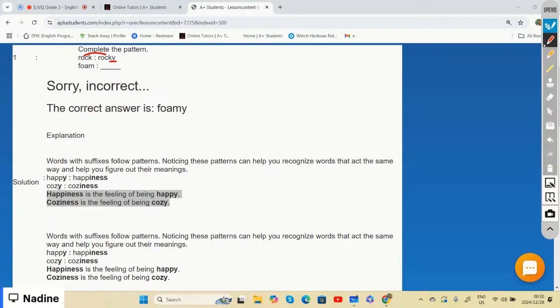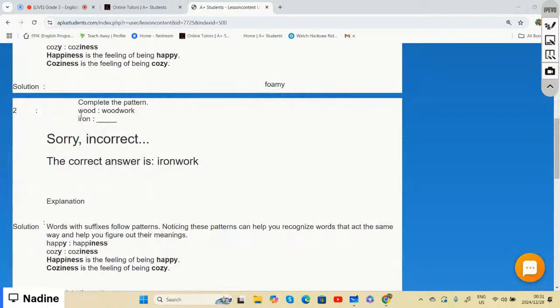So if something is made of rock or there's lots of rocks, then we can say it is rocky. If there's a lot of foam, for example, then we can say it is what? All right, yeah, so if there's a lot of foam, then we can say it is foamy. Well done. So we basically just added the suffix y. All right, let's go to the next one.